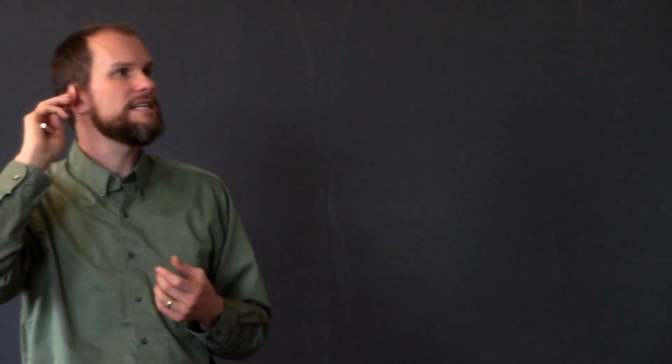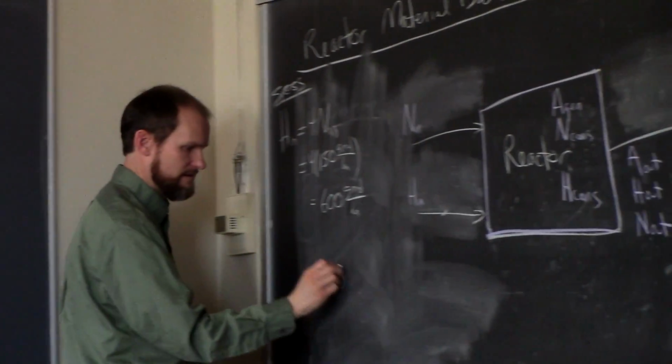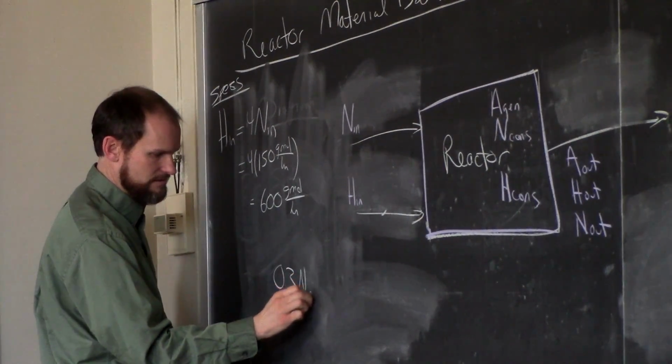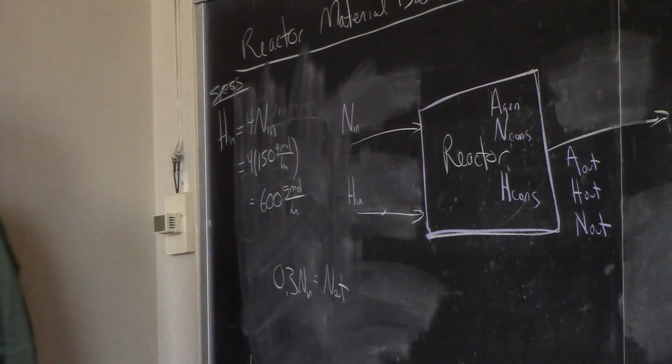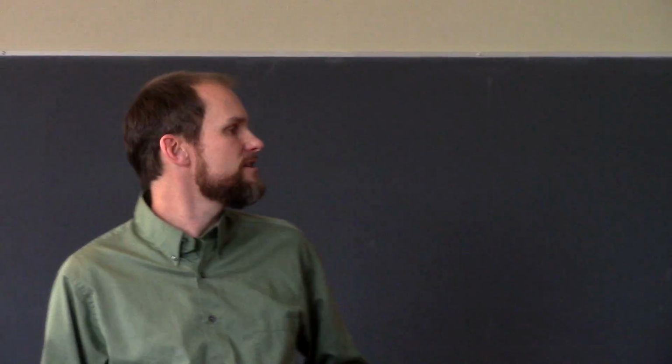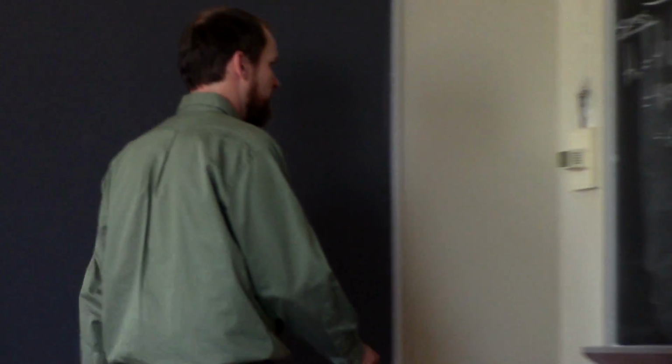How about any other specifications about streams? Do you know anything about the output stream? 0.3 times N in equals N out. Where did you get that from? Because 70% of the nitrogen goes through the reaction. So 30% is left, since 70% of the nitrogen fed to the reaction is consumed.